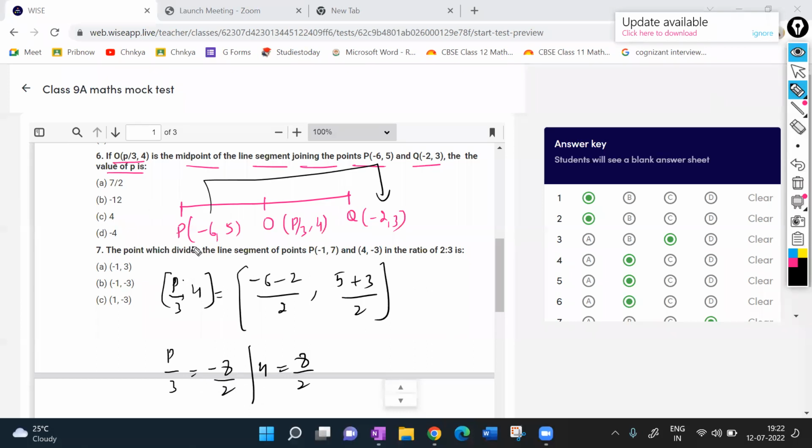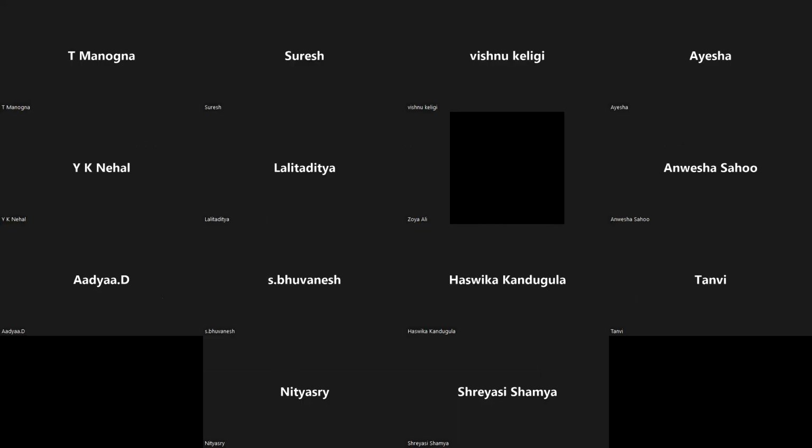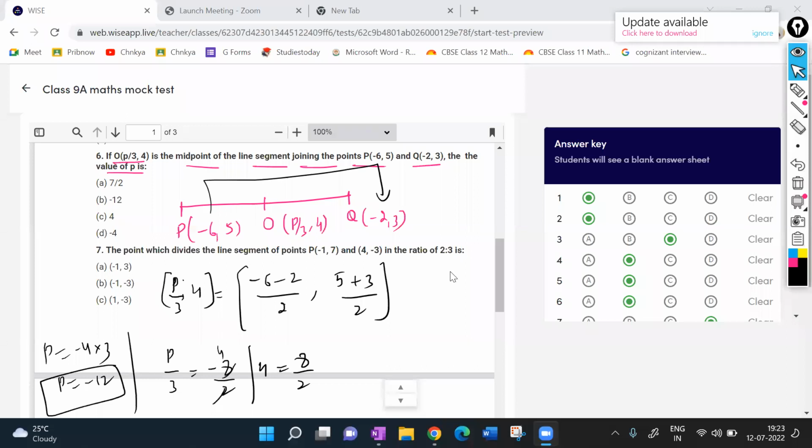Look at it, minus 12 here. We need to find out the value of P. So P is equal to minus 4 into 3. Sorry children, it just kicked me out. I don't know. So the P value is minus 12, beta. So minus 12 is nothing but option B, which is correct.